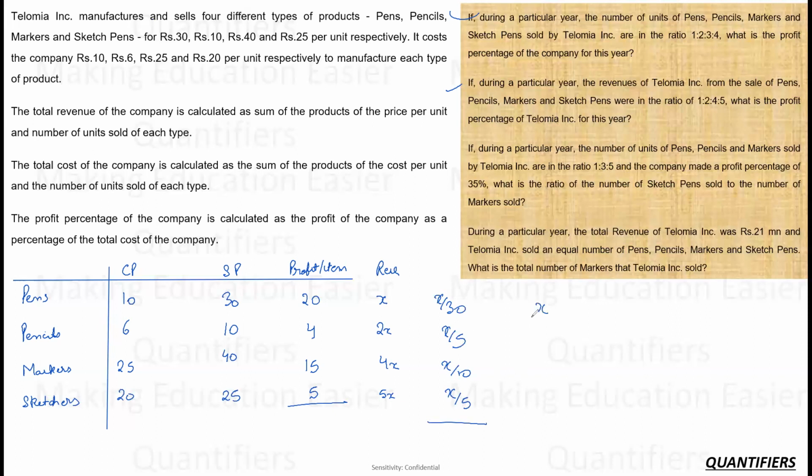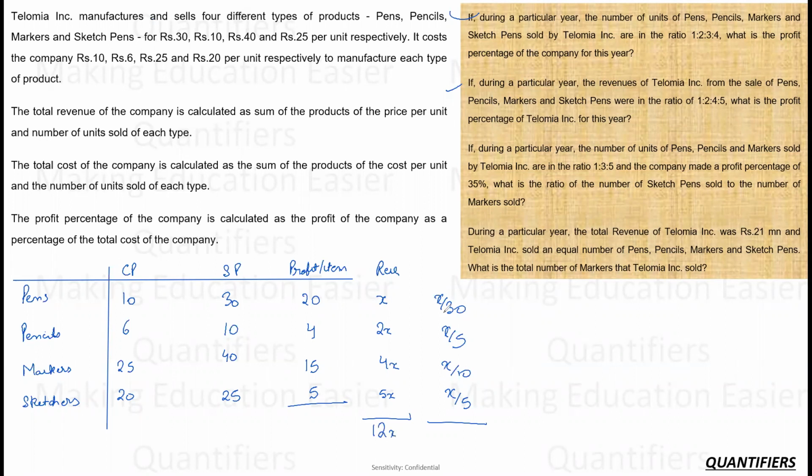That is x by 30 plus x by 5 plus x by 10 plus x by 5, right? Now, these are the number of items manufactured, right? Now, if I calculate the total cost price, what would be the total cost price in this case? The total revenue is 12x.